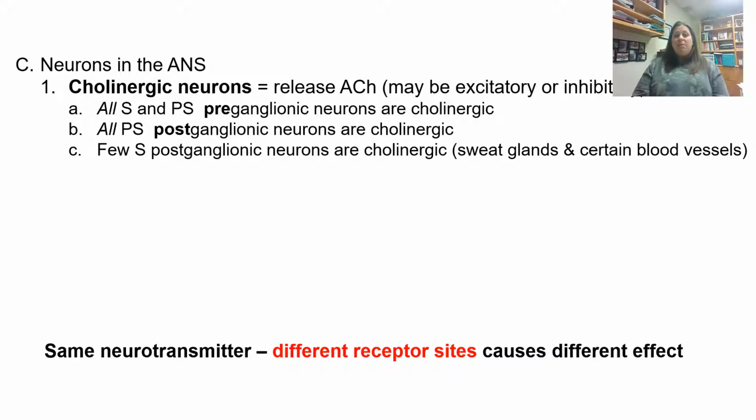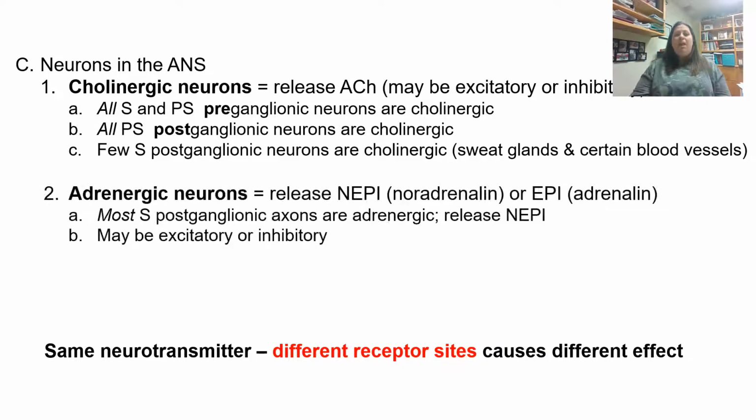Now, there are some sympathetic postganglionic neurons that are cholinergic, like your sweat glands and certain blood vessels, but they're going to fall in the next type mostly. So adrenergic neurons are going to release epinephrine or norepinephrine, also known as adrenaline or noradrenaline. Most sympathetic postganglionic axons are adrenergic, so they're going to release normally norepinephrine. They may again be excitatory or inhibitory.